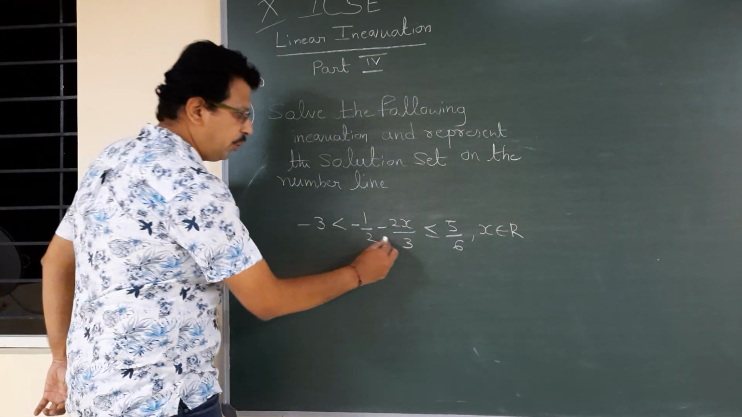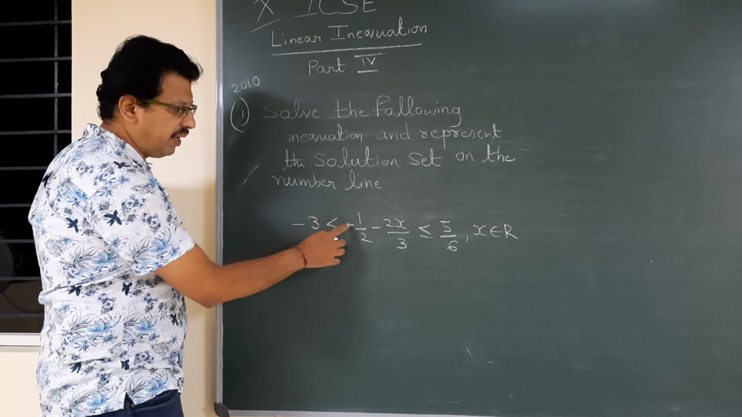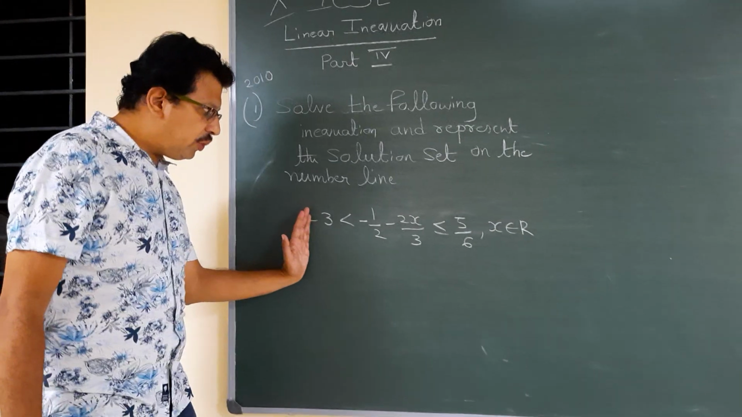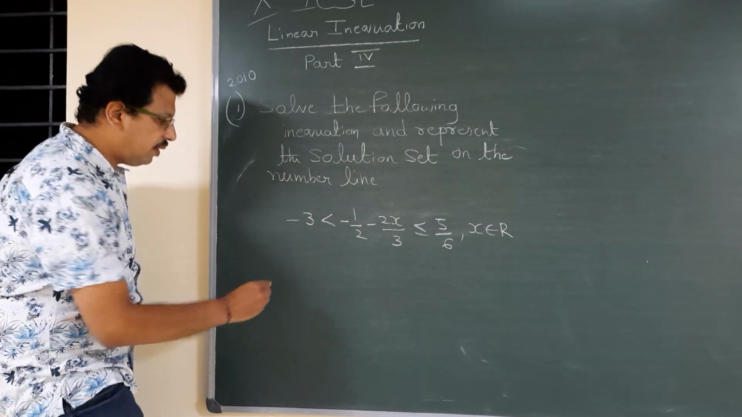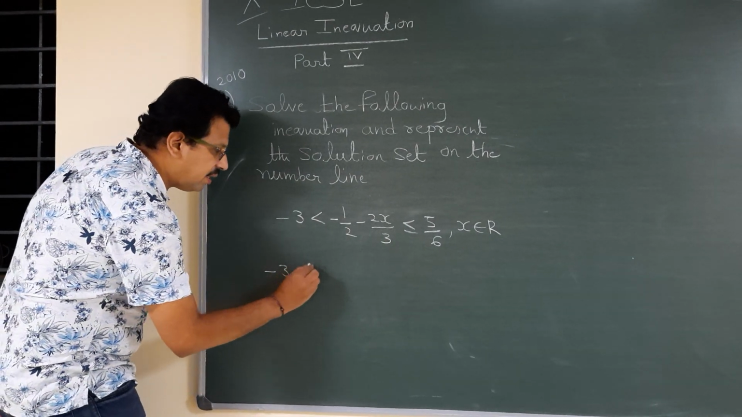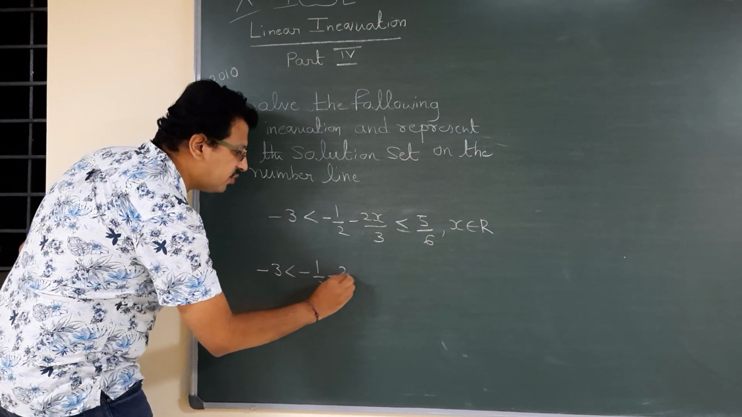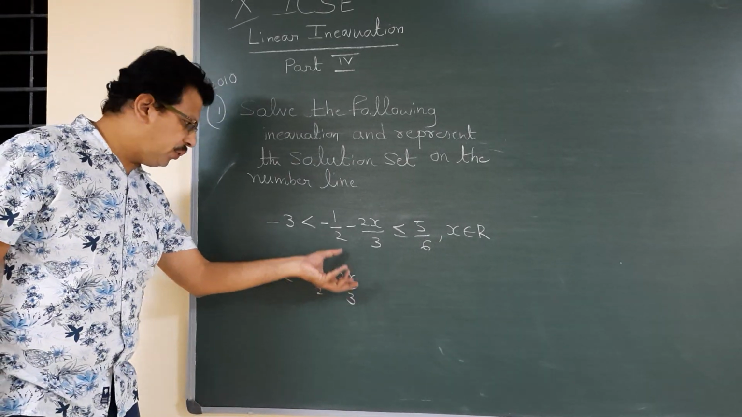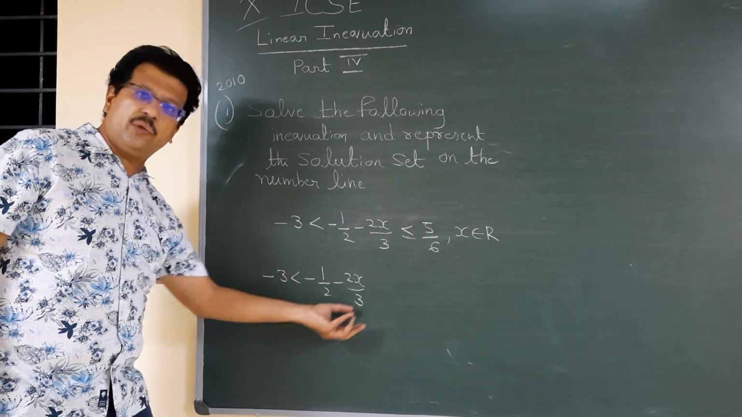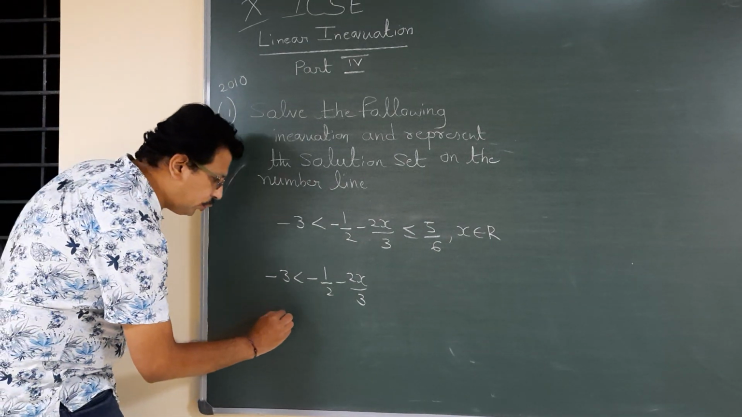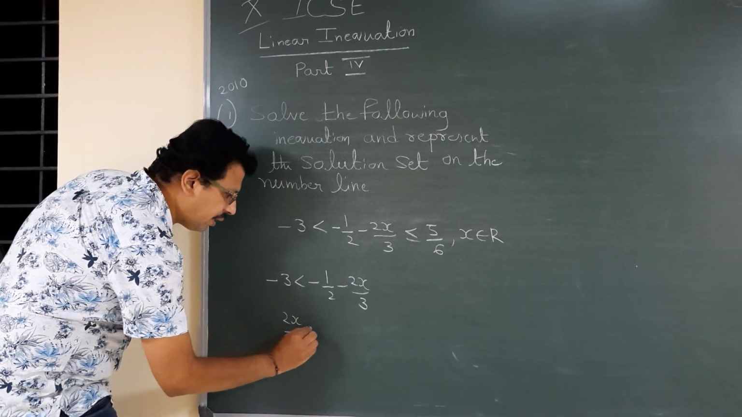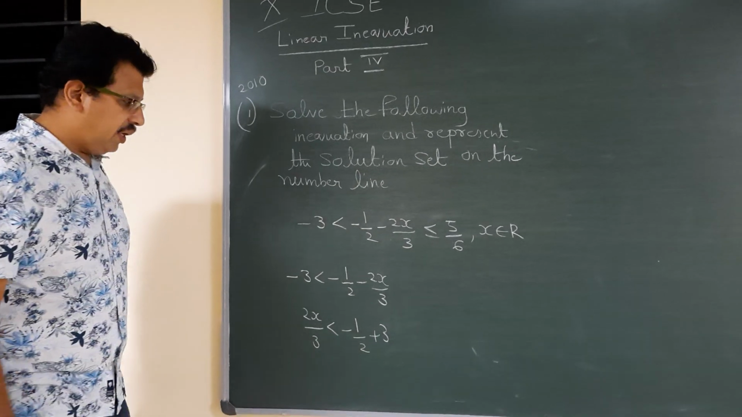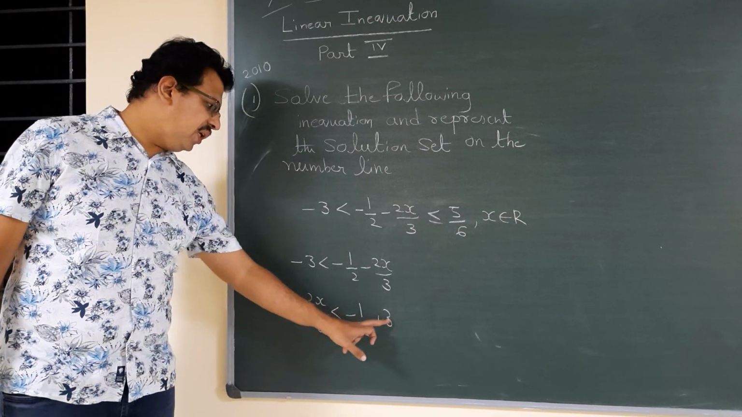Okay, let me take the first two inequations, children. You can see minus 3 is less than minus half minus 2x by 3, less than or equal to 5 by 6. So we should take the first two inequations and then solve them. Minus 3 less than minus half minus 2x by 3. Let me make the variable positive: I bring it to the left side and minus 3 to the right side. So it becomes 2x by 3 less than minus half plus 3.